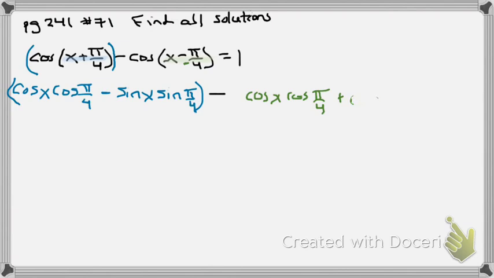I need a bigger eraser. Sine of x, sine of pi over 4. And what I'm subtracting is that whole thing. All that stuff in green is this stuff up here. Why is that going to become really important? That I made sure that I realized I was subtracting that whole thing.